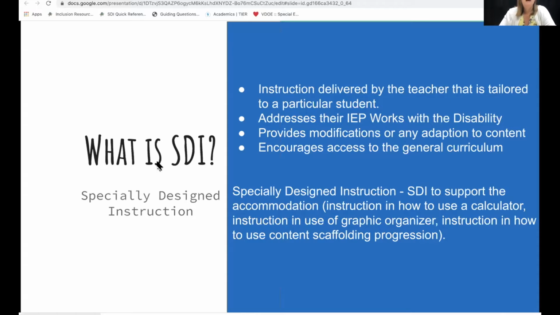One of the questions that may be asked is, can a paraprofessional do SDI? Well, here's the deal with that. A paraprofessional may provide the same type of things that you have them do, but they can't provide the instruction for SDI. So keep that in mind.